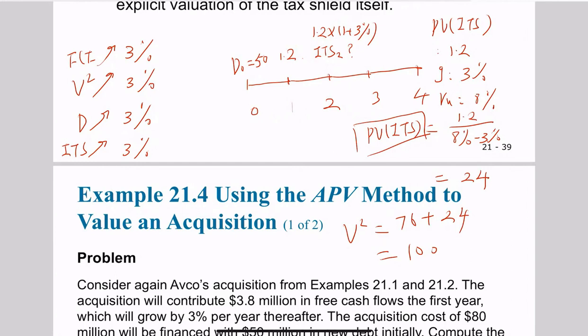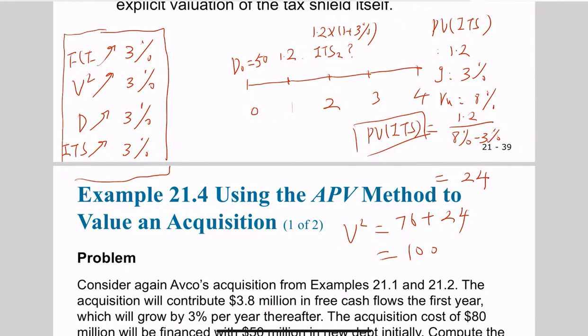You can see that this APV method is a little bit more complicated compared with the WACC method. For this problem, I would say the only caveat here is you have to understand the interest tax shield increases at a constant growth rate of 3%, just like the cash flow. And this is the logic here, right? So these several steps explain why interest tax shield increases at a 3% constant rate.